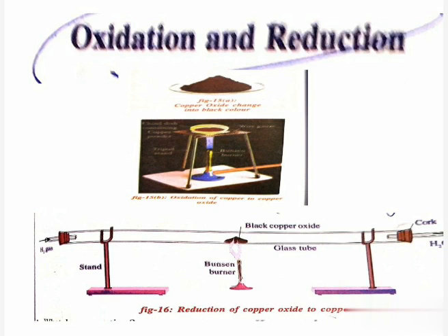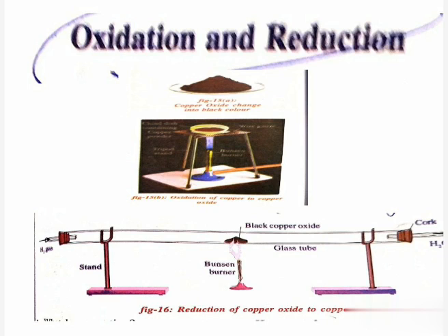In the glass tube we took CuO, copper oxide, and passed the H2 gas. The copper oxide loses oxygen, the black color changes into brown color, which means oxygen is being lost. That is a reduction reaction.